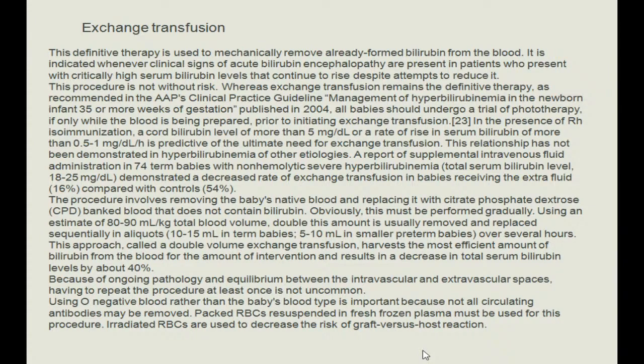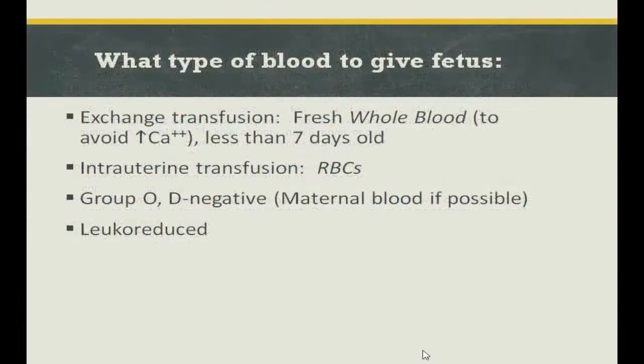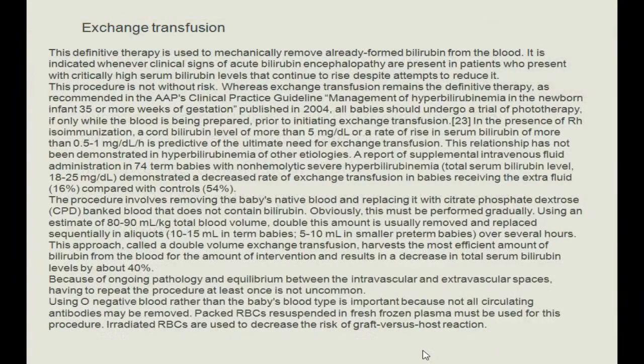To ensure that it is effective, we had to check the level of bilirubin. In the presence of rhesus isoimmunization, a cord bilirubin level of more than 5 mg per deciliter or a rate of rise of serum bilirubin of more than 0.5 to 1 mg per deciliter per hour is predictive of the ultimate need for exchange transfusion. This relationship has not been demonstrated in hyperbilirubinemia of other etiologies.